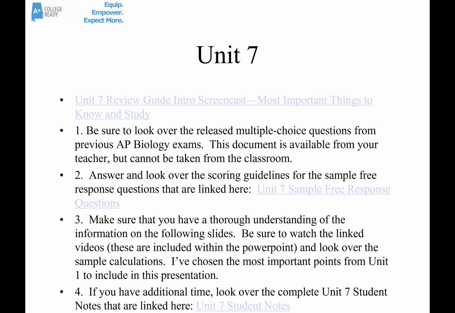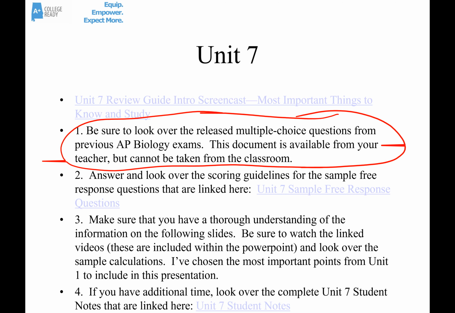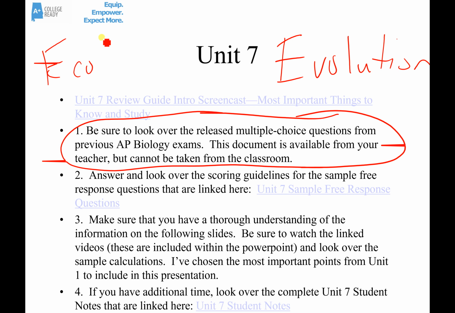All right, so let's talk a bit about Unit 7. First of all, as I've said for every unit, make sure that you look through the released multiple choice questions. There are more questions about this unit, Unit 7, and Unit 8 than there are about any other unit on the AP exam. So make sure that you understand evolution, which is Unit 7, and also ecology, which is included in Unit 8. Those two are crucial for your success on the AP Bio exams.